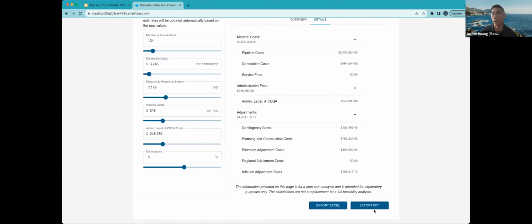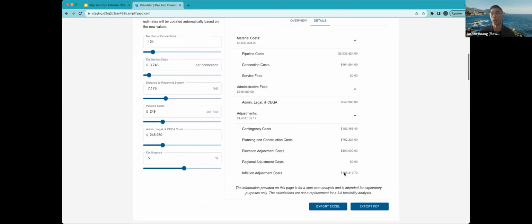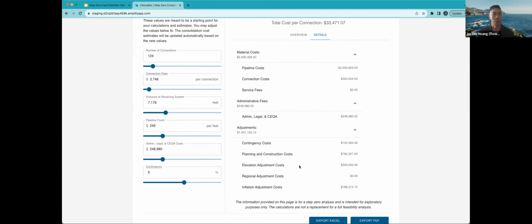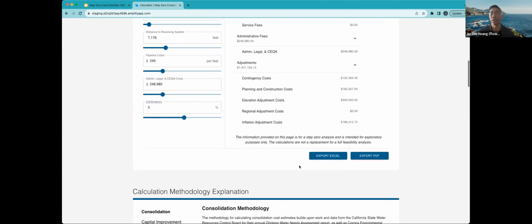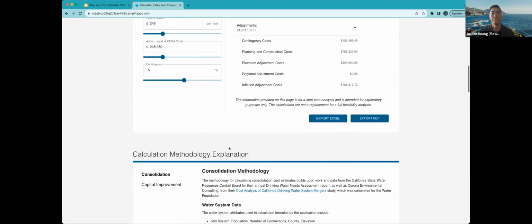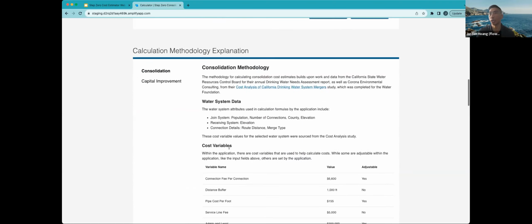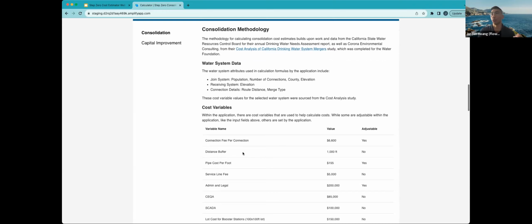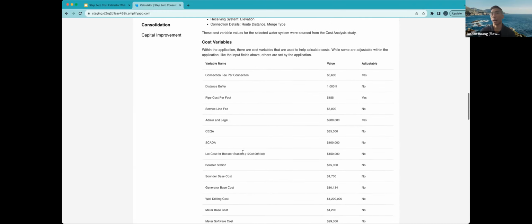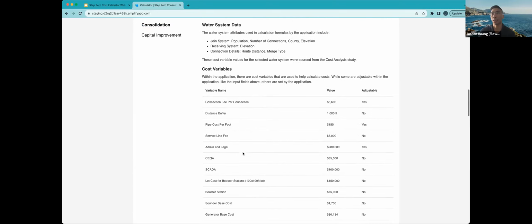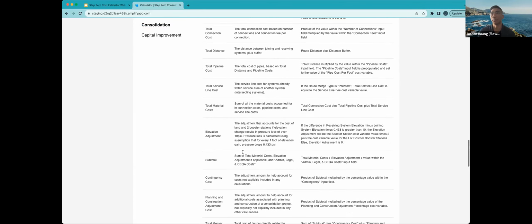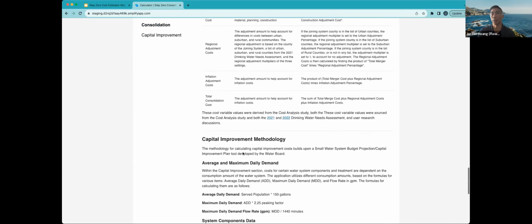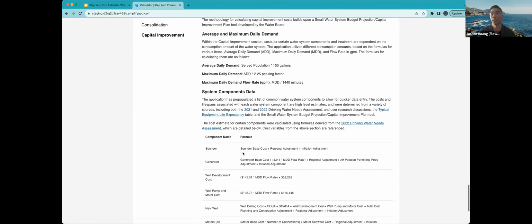And then down here we have the export. I'll save that functionality for when we get over to the capital improvement side, just so that report is fully filled out. And then down here we are detailing the methodology of what data and formulas we're using, where we're getting it from, and how the application is using it. So data, cost variables, formulas for both the consolidation and the capital improvement side.